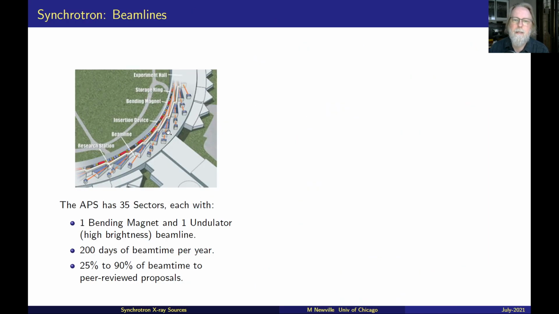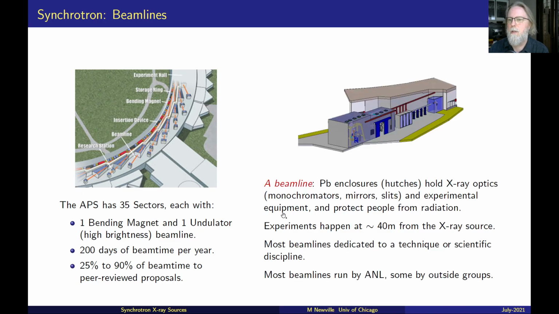So at the APS and at all synchrotrons, there'll be some bending magnet lines and some undulator lines, the high brightness lines, and the APS runs 200 days a year. Beam time per year, when it runs, it's 24 hours a day, and somewhere between 25 and 90% of the beam time at each of the beamlines goes to a peer review process, peer review proposal. So it's open to the scientific public for access for science based on the proposal.